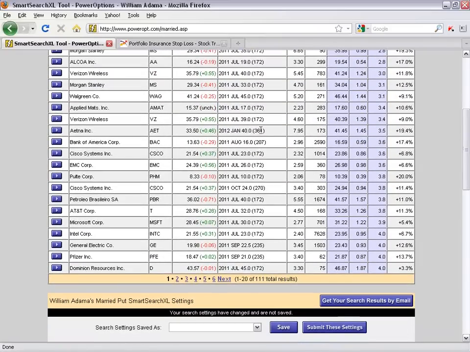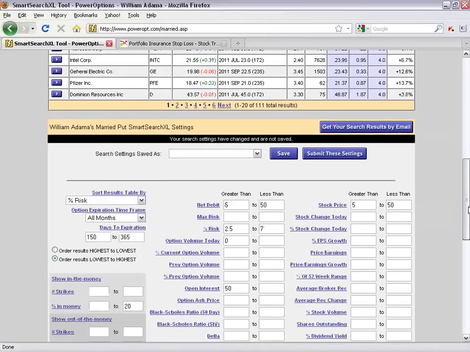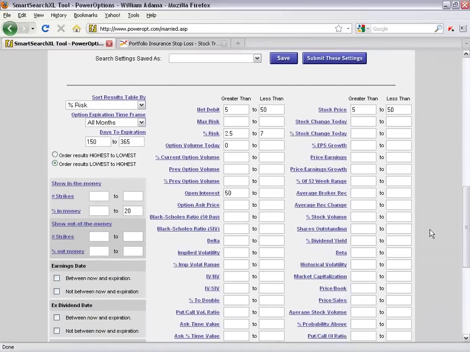Still too many, and I haven't put in some of the criteria I would use to help me identify what I feel is a strong, stable stock. Same criteria I would use if I was doing a covered call or a naked put, bull put credit spread, or the standard collars which I trade in my personal account.